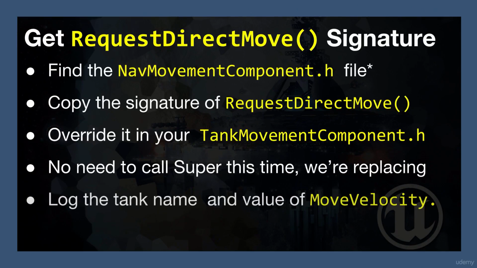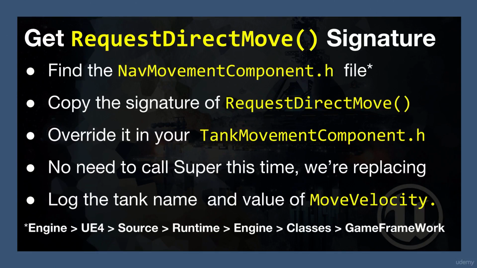We're manually doing that. Log the tank name and the value of the move velocity, and that is your path you're looking for to go and find that file. So go ahead, pause the video, see if you can make this work now and actually get some vector log values out that make sense from tanks that are in AI tanks that are inside the nav mesh volume.